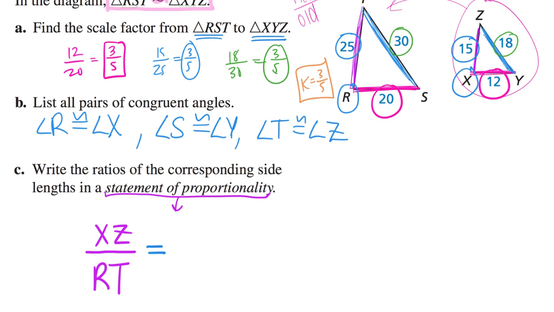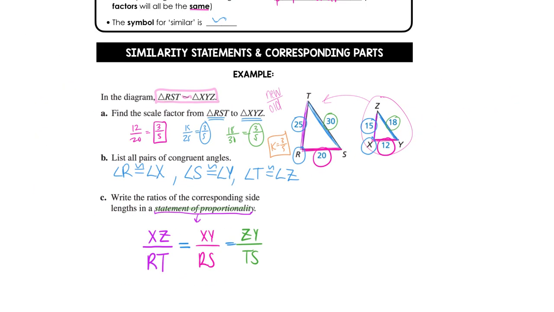So I went from XZ to RT. We're going to do another side here. Let's do XY to RS. Those go together, right? So that would equal XY over RS. And then that would also equal the third side, which would be ZY over TS. So if you're ever asked to do a statement of proportionality, that's what this would look like. You're just making three ratios and you're saying that they're all equal to each other.